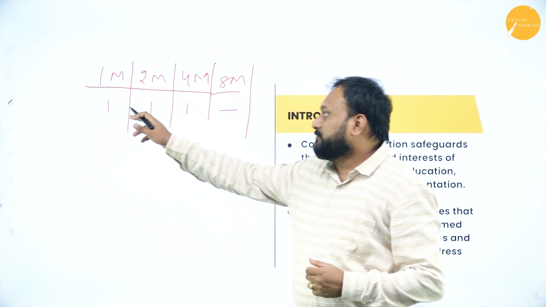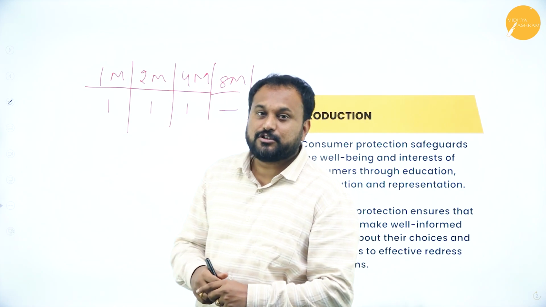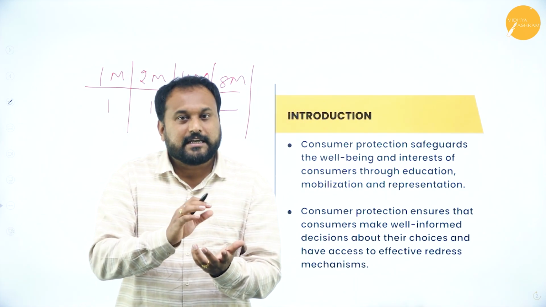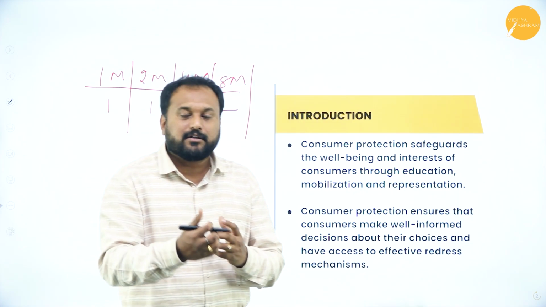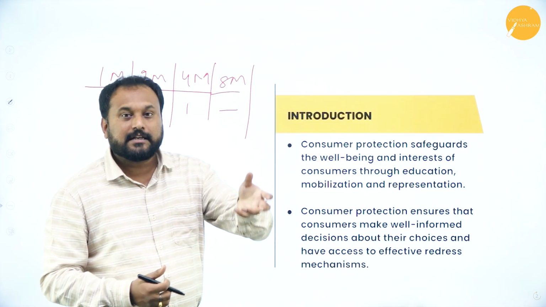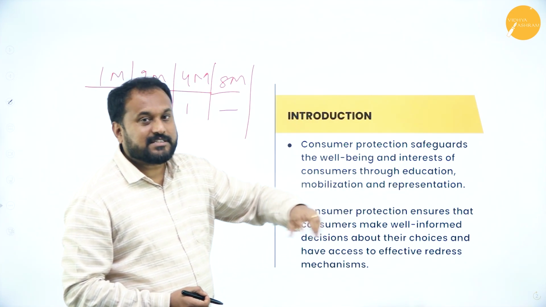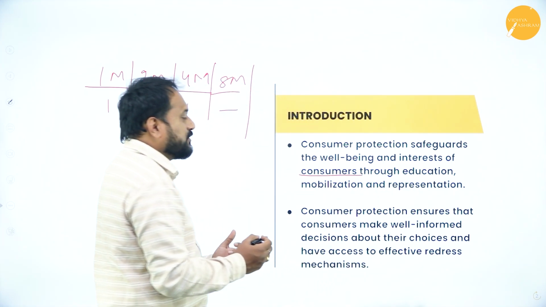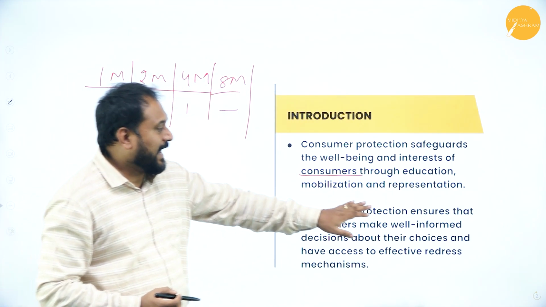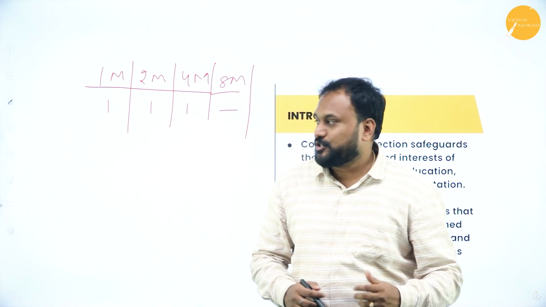So here, one mark question. What exactly can the question come as? When was the Consumer Act? That is what they can give you as a twist. So 1986 is what you are supposed to write. Or a question can come asking what is consumer protection? So you can write this: Consumer protection safeguards the well-being and interest of consumers through education, mobilization and representation. So you can write this. 1 mark, very fast, you people will.